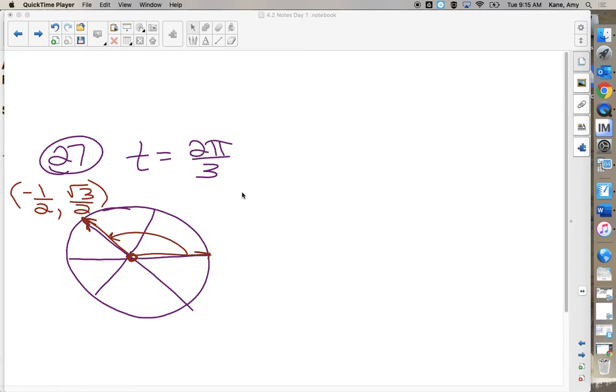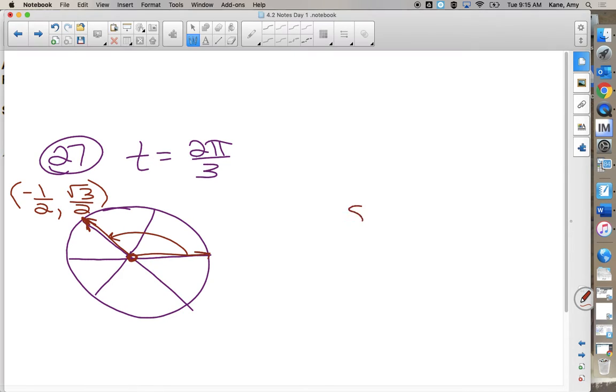Two of those you can do without any work whatsoever. How can I find the sine and cosine when we have an ordered pair? Reese, you said the ordered pairs, the first number is the cosine, and then the second one's the sine. Right. So in your ordered pair, the x value is the cosine, and the y value is the sine.